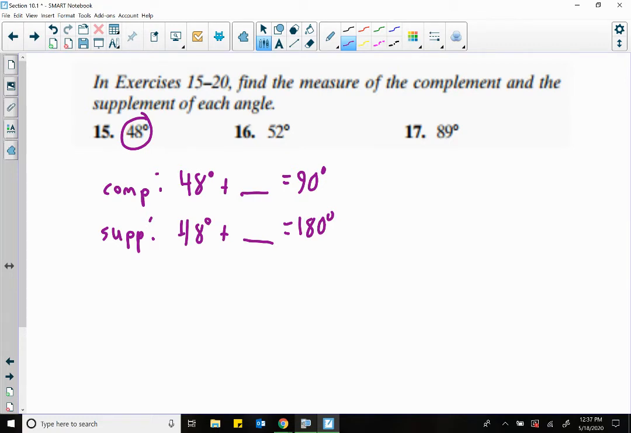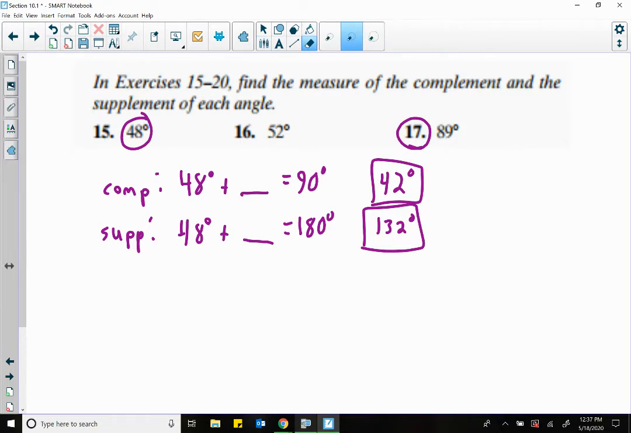Okay? So you just go to your calculator and let it do the dancing for you. Take 90 minus 48, and you get 42 degrees. There's your complement. The supplement, take 180 minus 48, and you get 132 degrees. That's what they're after. Go ahead and try that for 17. Give me the complement and the supplement. Go.